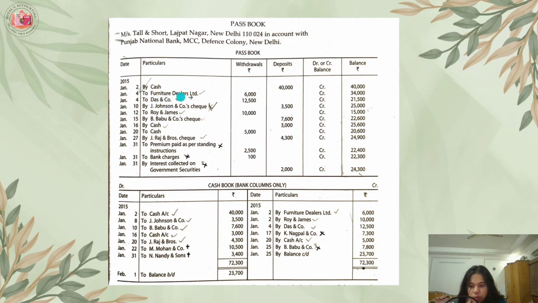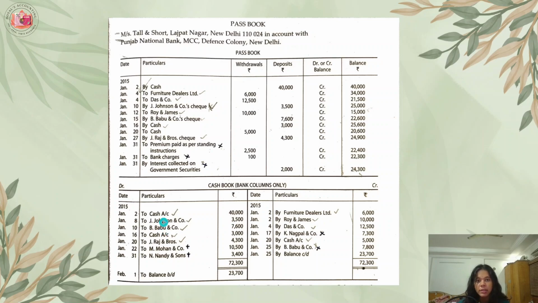Next, to furniture dealers on January 4th, we paid 6,000. Tick, it's there. To Das and Company, we have paid 12,500, 12,500. Johnson's and Company's check has been credited on 10th January. But here on 8th January, it has been credited.